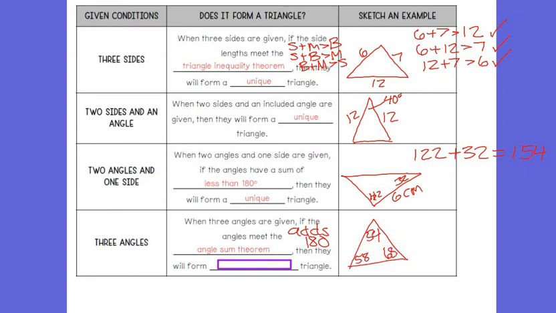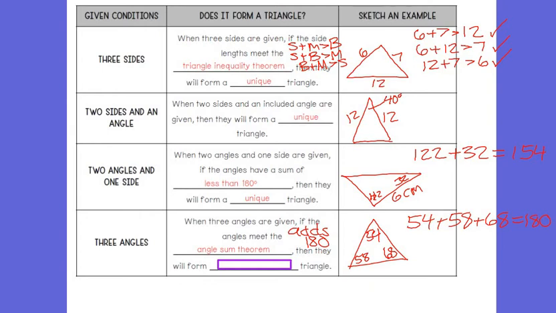Okay, those have to add up to how much? 180. Does it equal 180? Yes. 54 plus 58 plus 68 equals 180. So can that form a triangle?